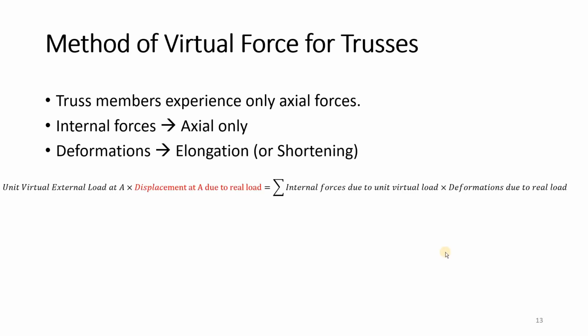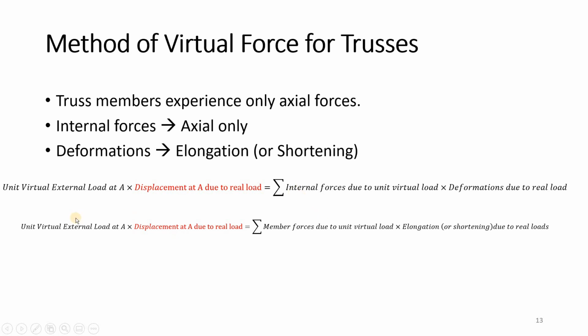Now this was the general formula that we derived on the previous slide. For specializing it for trusses, we would replace these. So this is the same thing as you can see in the previous equation. And then on this side, you can see we have replaced internal forces due to unit virtual load by member forces due to unit virtual load. So these are the axial forces in the members due to unit virtual load. And deformation due to real load will be either elongation or shortening in the member due to real loads. So this is how you can write it in symbolic form.